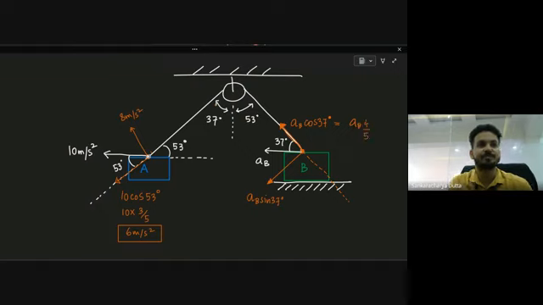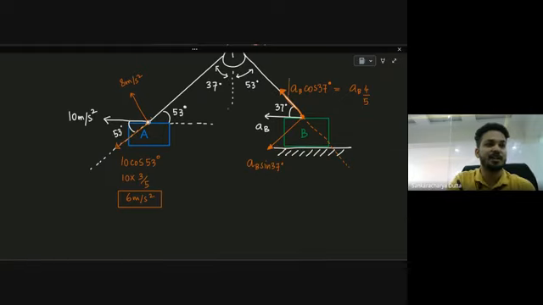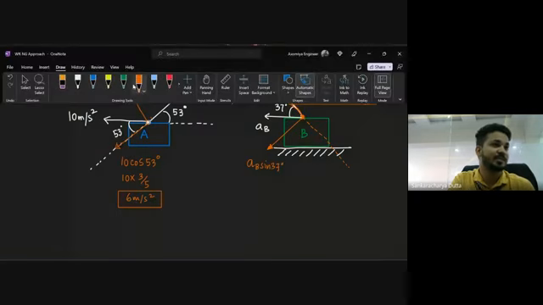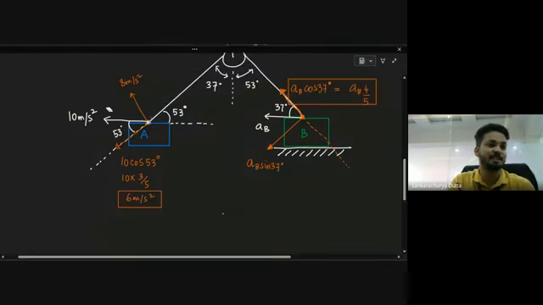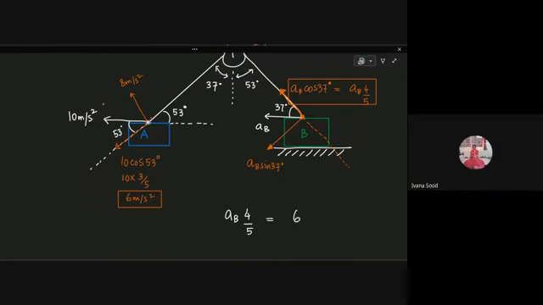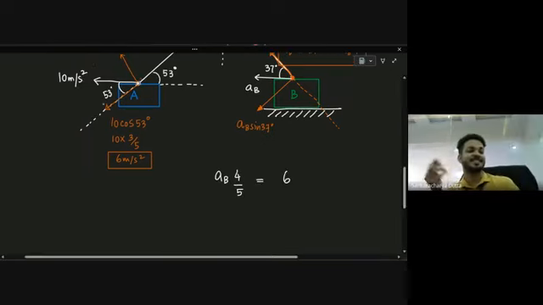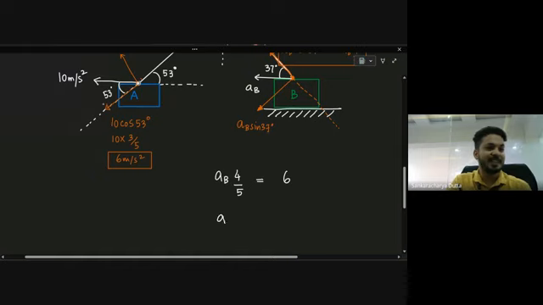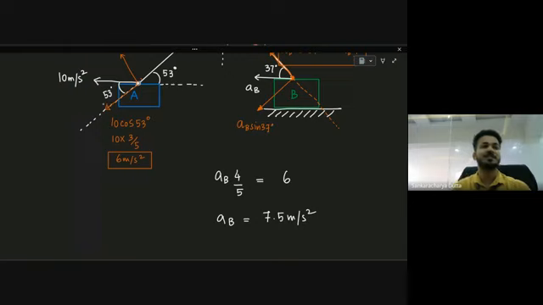Yes or no? Yes, sir. Okay. So what do I say? Along the string, the velocities, accelerations, displacements need to be the same, right? Because the length is supposed to be the same. So you're going to say AB into 4 by 5, which equals the acceleration we found along the string, 6 meter per second square. So from here, AB comes out to be 7.5 meter per second square.